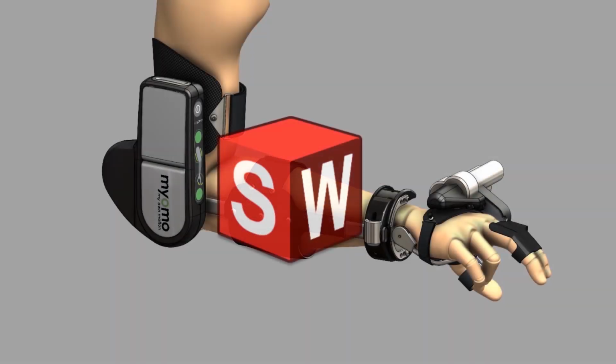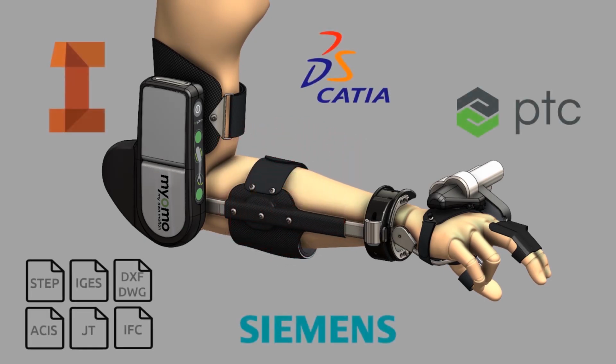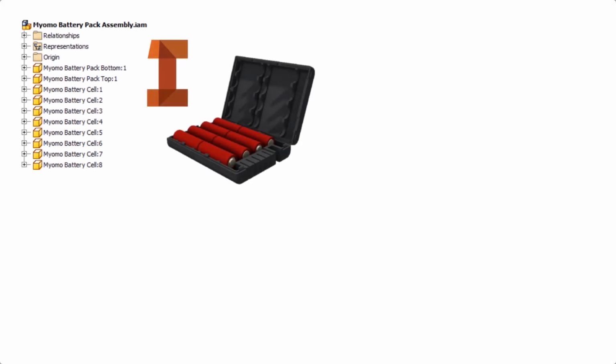SOLIDWORKS has many flexible and powerful workflows when working with third-party design data. 3D Interconnect streamlines collaboration with your customers and supply chain, regardless of which CAD tools they are using. It also allows you to leverage any existing legacy design data created in a variety of CAD formats.